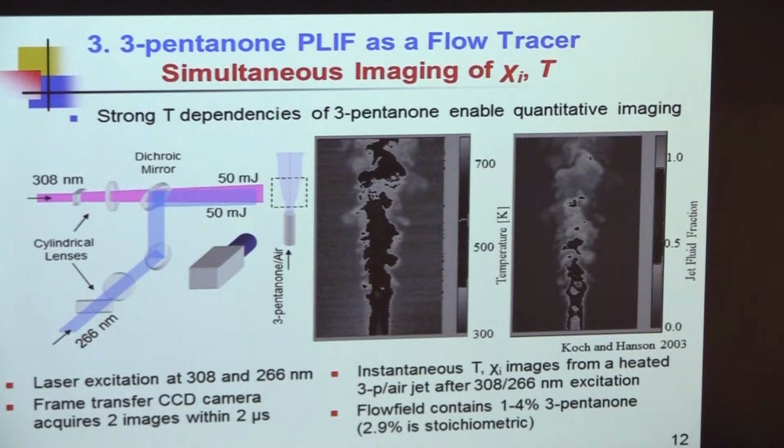So that way you have the same spatial resolution. You don't have to worry about synchronizing 2 cameras. So that's a powerful idea. So you use a frame transfer camera, 2 images, 2 microseconds, freeze the flow. Unfortunately, these didn't come out. They're supposed to be in color. So what's the power of this?